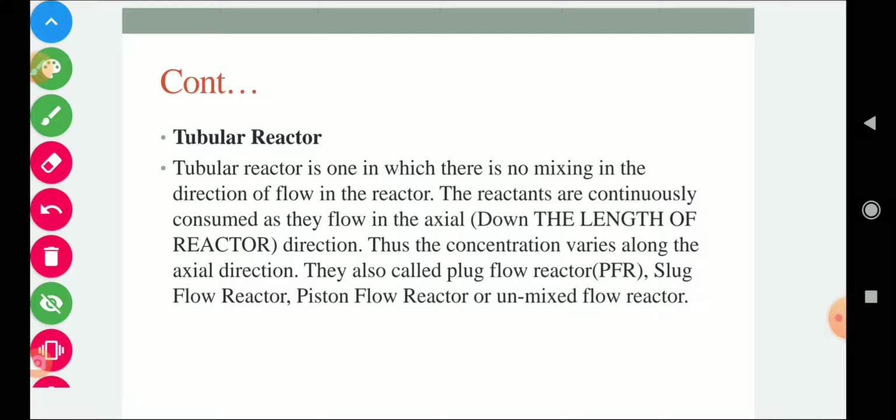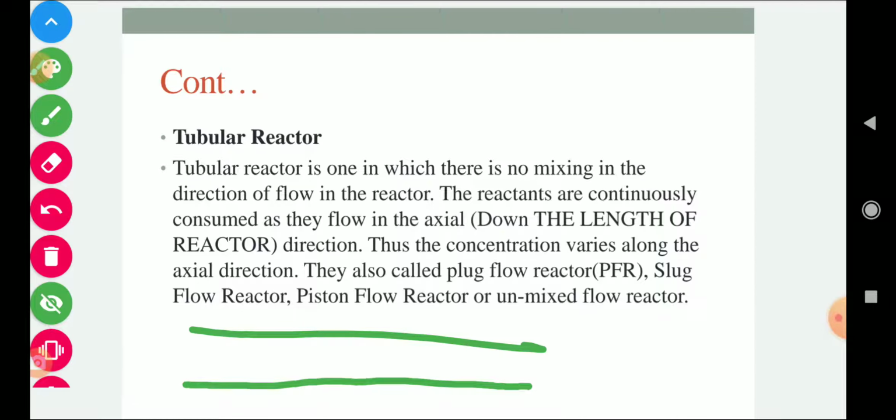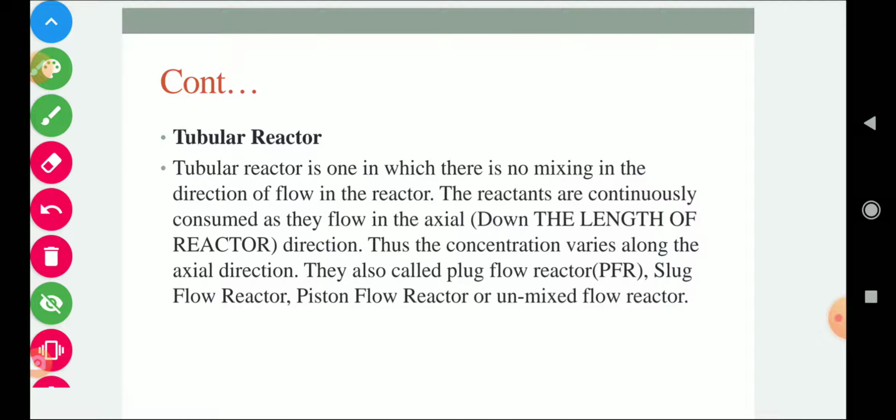The reactants are continuously consumed as they flow in the axial direction. So the composition in the reactor changes along the length of the reactor. Here we have the maximum amount of reactant, and at the exit point we have the maximum amount of product, and composition varies along the length of the reactor. Thus the concentration varies along the axial direction. They are also called plug flow reactor, slug flow reactor, piston flow reactor, or unmixed flow reactor.